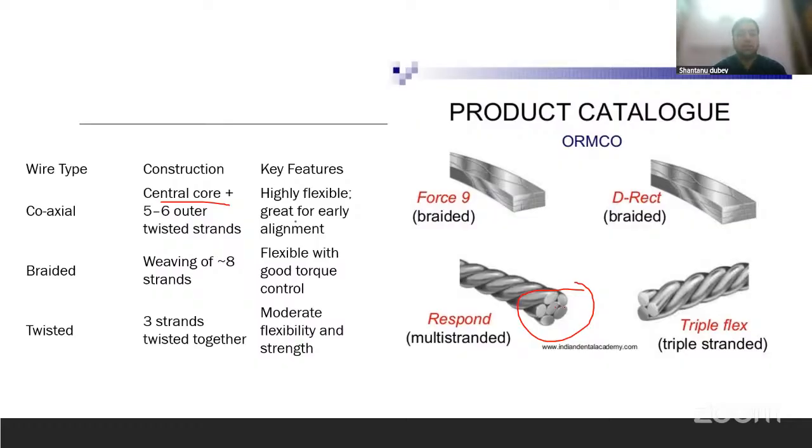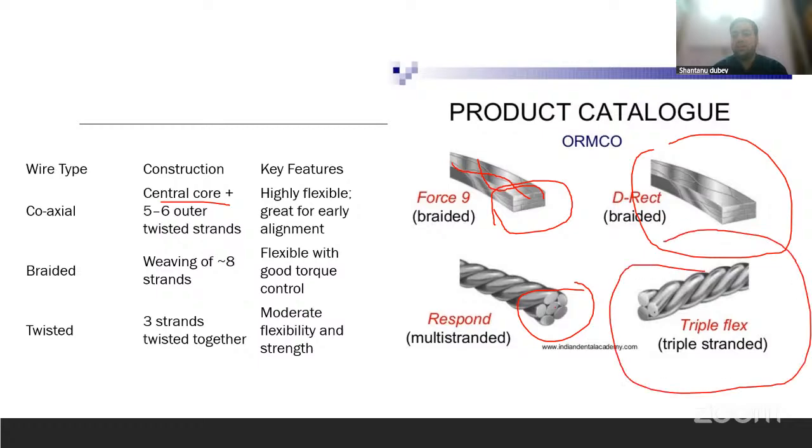Highly flexible, early alignment. Braided wire, weaving of around 8 strands. So this would mostly be rectangular. It could be circular also, but mostly rectangular. Can you see these braids here? You can see the pattern here also. This is braided. Flexible but good torque control. Since they are rectangular, they'll have a better torque control, right? Third is twisted. 3 strands twisted together, moderate flexibility and strength. Here, triple flex. 3 strands twisted together. So that is the difference. Always remember.